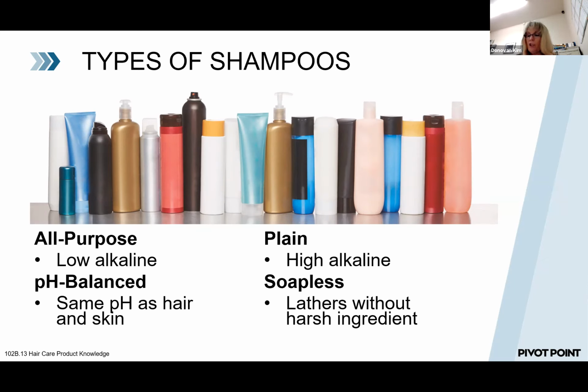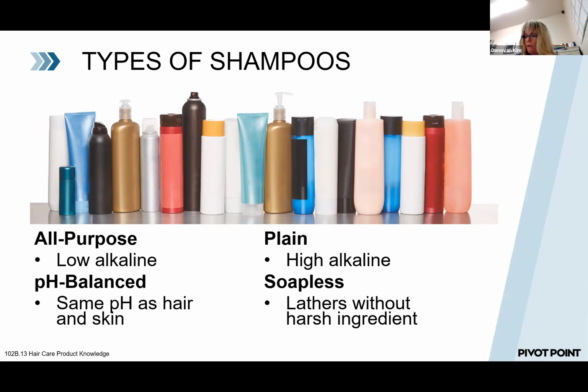A plain shampoo is usually strong and high in alkalinity. It can be used on virgin hair in good condition, but not recommended at all for chemically treated hair. Always follow this with a rinse. So a plain shampoo could be like a clarifying shampoo, right?